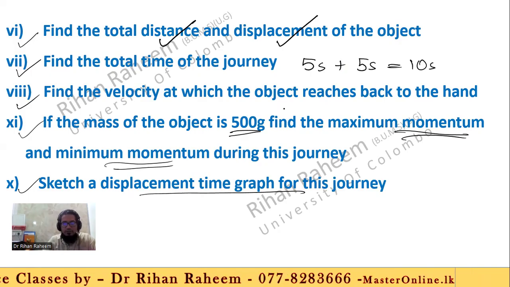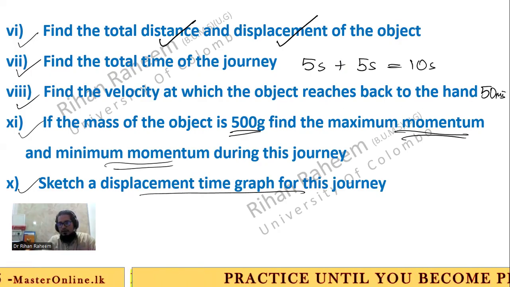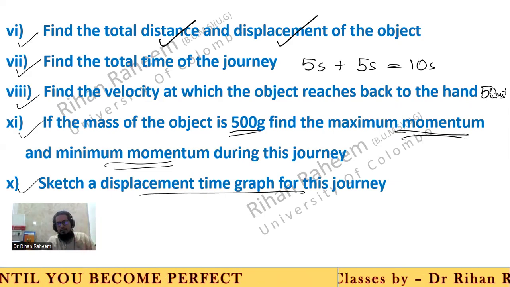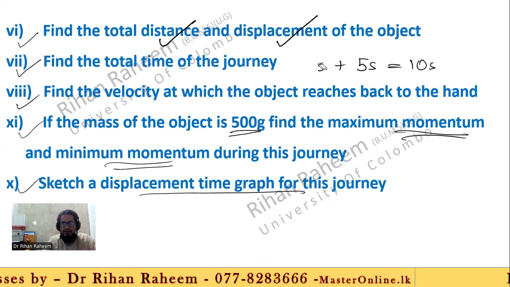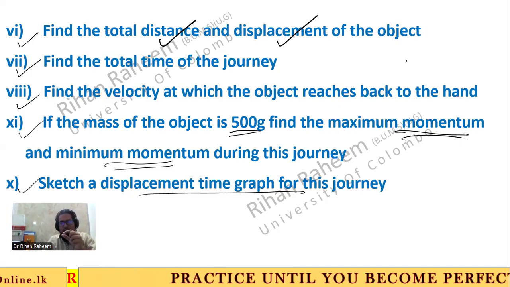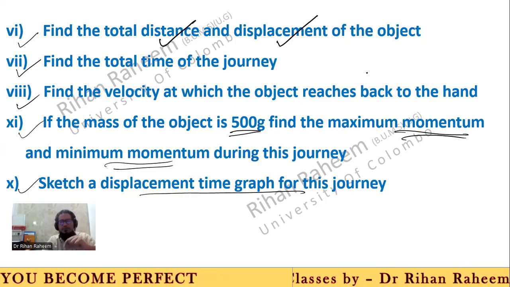Find the velocity at which the object reaches back to the hand. 50 m/s downward. I told you anything which is thrown with a velocity will come back to the hand with the same velocity. Now in English there is a saying, right? Whatever goes up will come down. So add another thing to that. Whatever goes up with a speed will come back to your hand with the same speed.